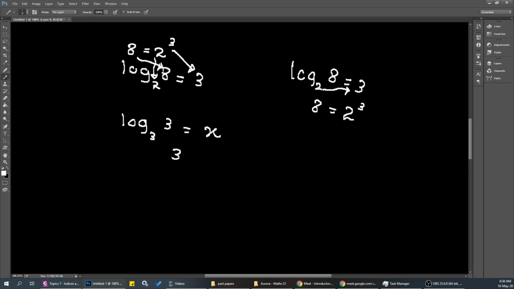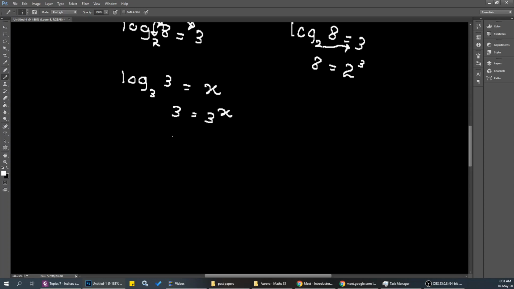Instead of this, we can write 3 as 3 to the power x. And we know that whenever we have an equation where the bases are similar but we have different indices, and in this case x is a variable, we also know that 3 is the same as 3 to the power 1, and we have 3 to the power x. We have the same base here, so we can equate the indices, resulting in x equals 1. Therefore with that we can learn that log of 3 to the base 3 is equal to 1.